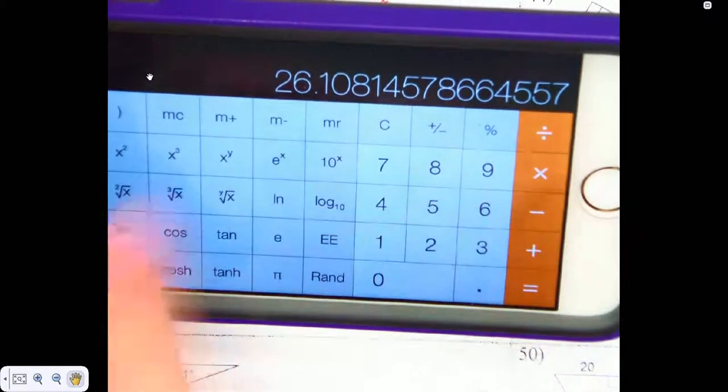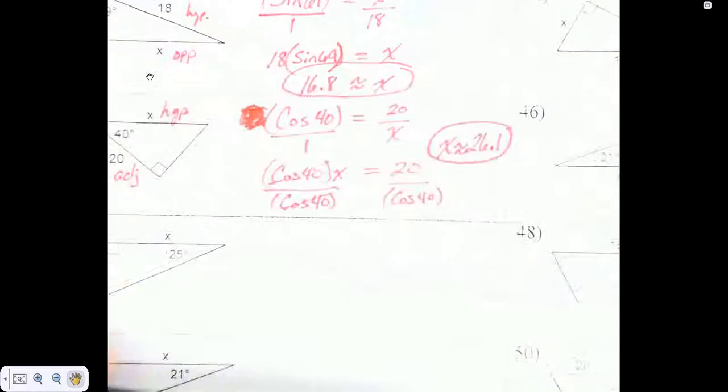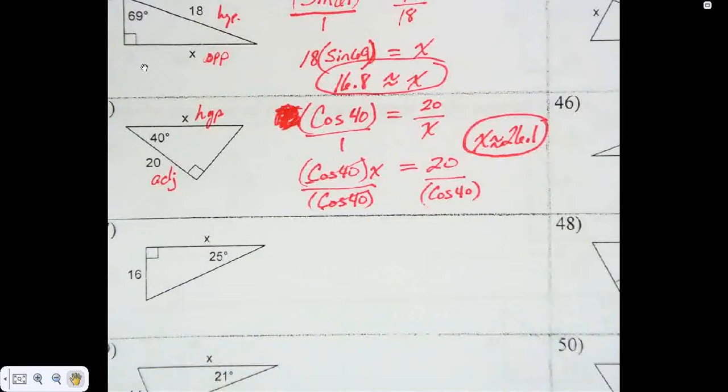That's what's kind of tough, you've got to remember where you're at and what button you've pushed. And that's the same thing we got, wasn't it? Yeah, 26.1. Any questions there?